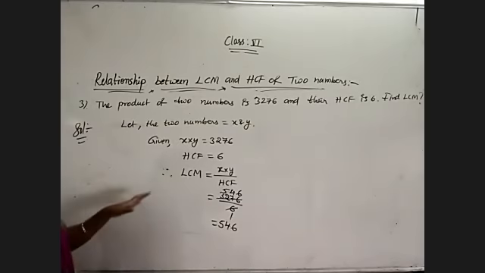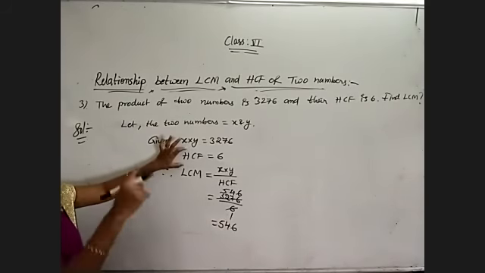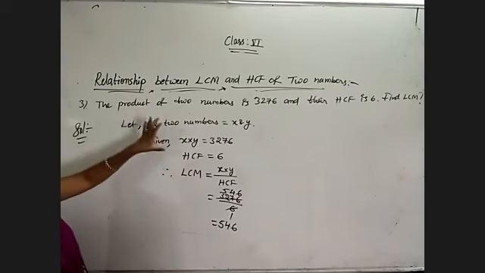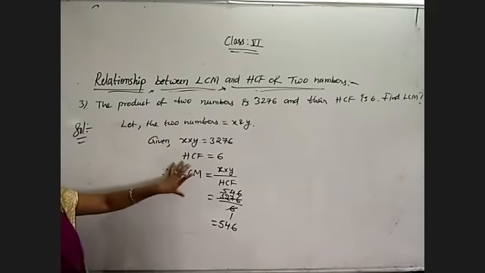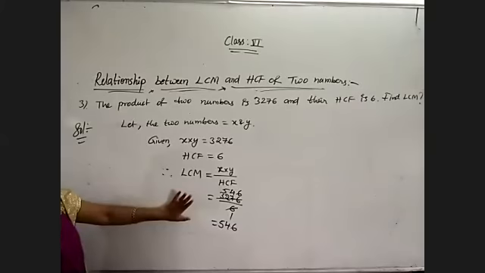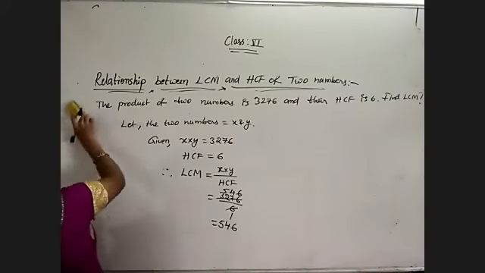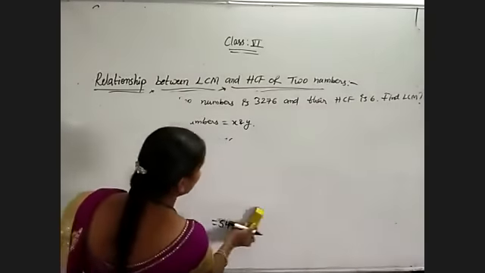That's all. Use the required formula. When they are asking to find out HCF, it is product of two numbers by LCM. So first read the question, note the given values, and find out the unknown value by using the formula. Okay. Now coming to the next problem. So this is the last question in this exercise.